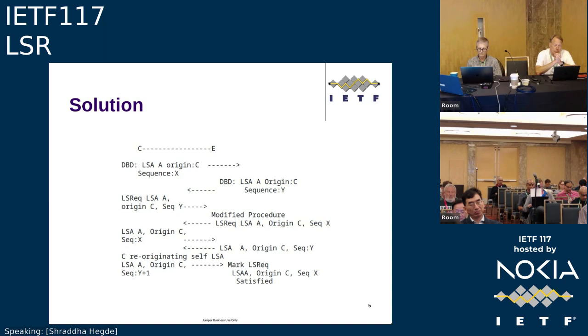As a response to this database exchange message, C sends an LS request with sequence number Y, and on E there is a modified procedure. E sends an LS request for that LSA with origin C and sequence number X. We can see in the next step, LSA with origin C and sequence number X is being received from C, but E doesn't mark the LS request as satisfied. It holds the LS request so that it doesn't bring up the adjacency. It will mark this LS request satisfied only when it receives a sequence number which is newer than what it has in its database.